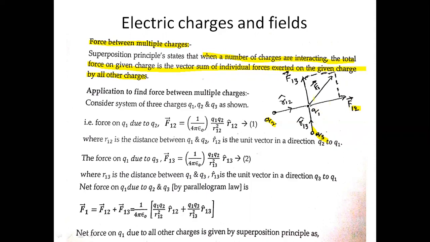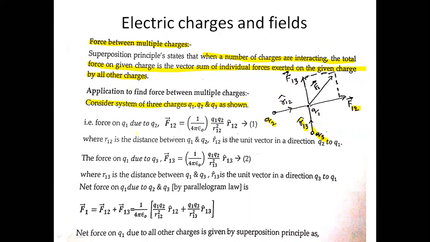Here the force on Q1 is F1, you can see that. And the distance between the charges is denoted by R12, the distance between the Q1 and Q2 charges. The cap represents the unit vector, you already know that. And the distance between the charges Q1 and Q3 is R13. You can see here easily. So go through the diagram, you will get to know. Let us apply. Here I am considering the system of the three charges Q1, Q2 and Q3 as shown in the figure.